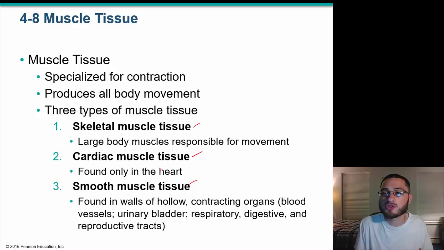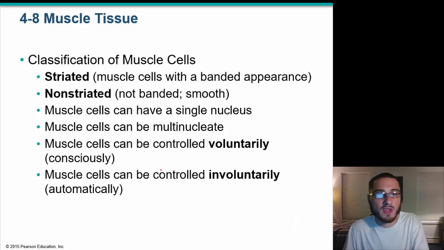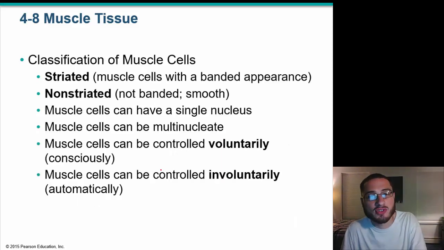With our skeletal muscle, we think, oh, I want to move my arm, oh, I want to move my leg, and you're controlling that voluntarily. All your involuntary movement, like the churning of your stomach, is going to be through smooth muscle tissue. You have striated versus non-striated, meaning that it has lines to it. So striated would have these lines to it. Non-striated doesn't have those lines.